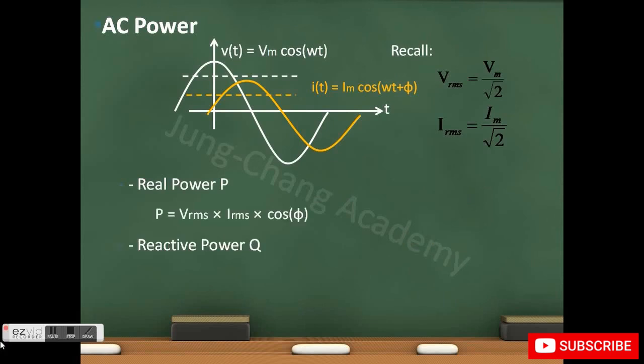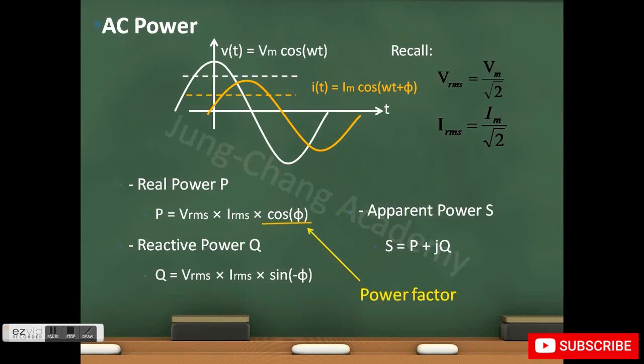By definition, the real power in an AC circuit is equal to the RMS value of the voltage times the RMS value of the current times cos phi, where phi is the phase shift between the voltage and the current, whereas the reactive power Q is defined as the product of the RMS values of the voltage and current times sine phi, and the apparent power is just a complex number combining these two values, S equals P plus jQ. We call this cos phi the power factor.